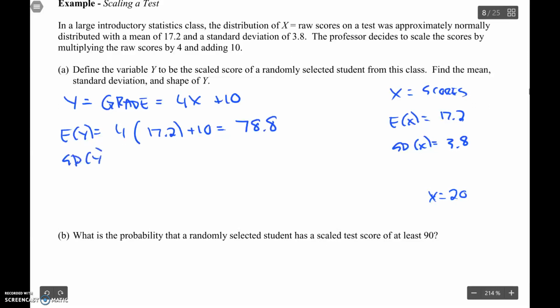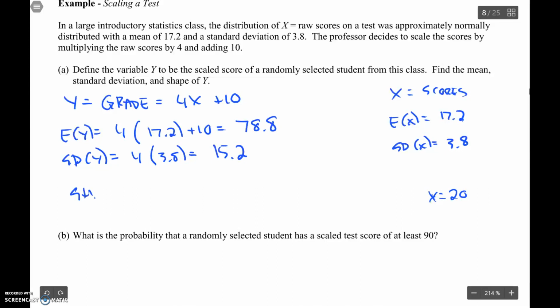Standard deviation, you don't add the 10. The adding doesn't change the spread. Just 4 times the old standard deviation, 3.8, gives you 4 times 3.8 equals 15.2. You guys would not be happy with me if I curved a test so the average was 79 and the spread was 15. That means people are going to get pretty low scores.